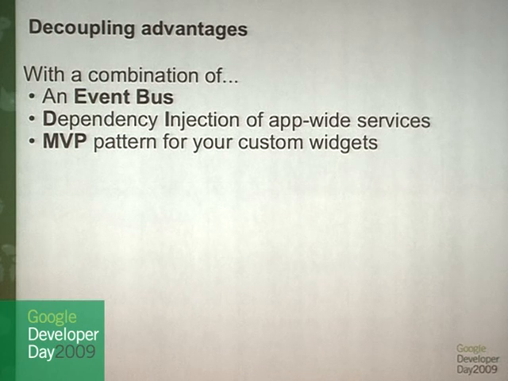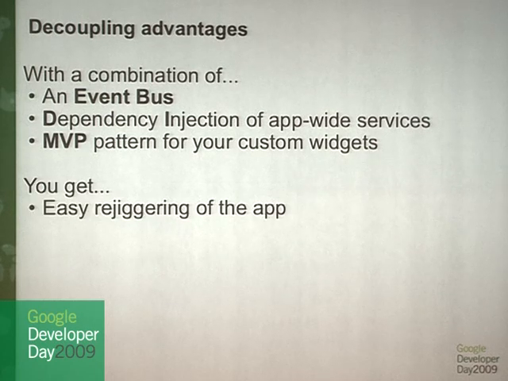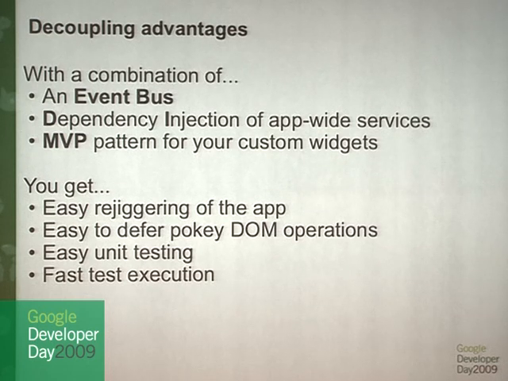The second theme was to always decouple. So we want to talk about an event bus, dependency injection, and this Model-View-Presenter pattern. And those will give us some benefits. It will be easy to rejigger the application, meaning take one piece of the application and move it over here, and take this piece and break it apart, so we can make changes quickly. We can do much easier unit testing, because everything's disconnected. We can take one piece out, test it, and then put it back and take another piece out and test it. And you'll see we get fast test execution.